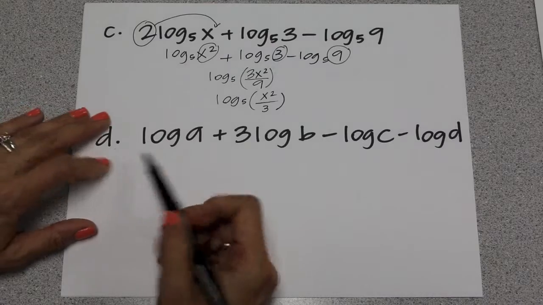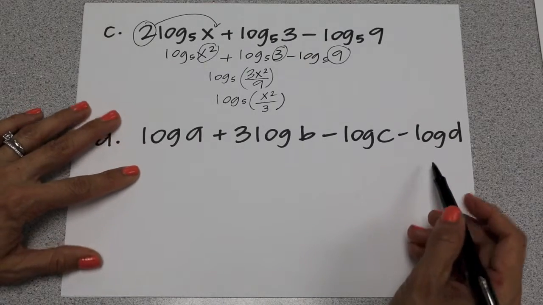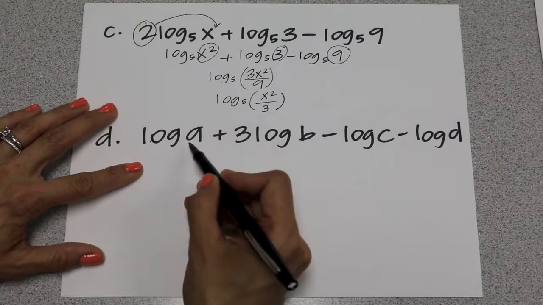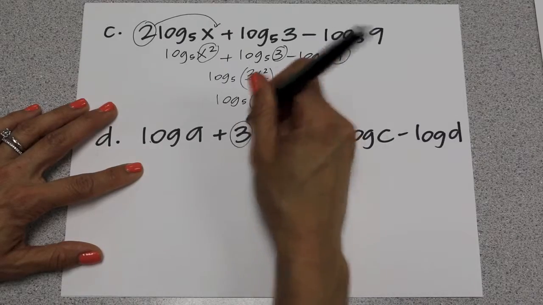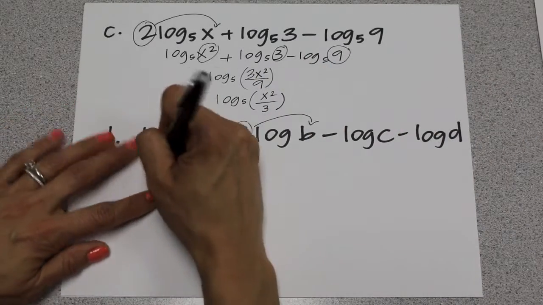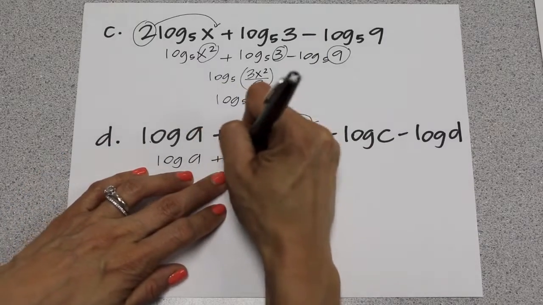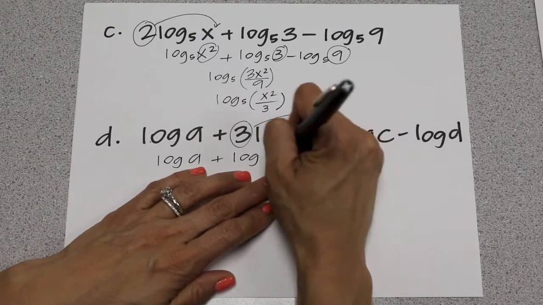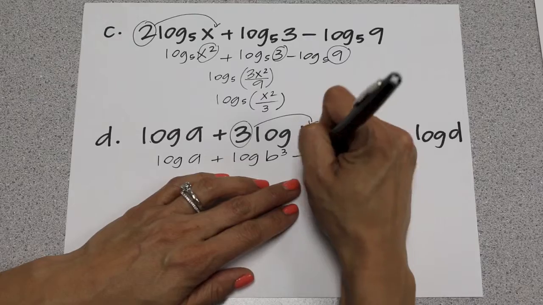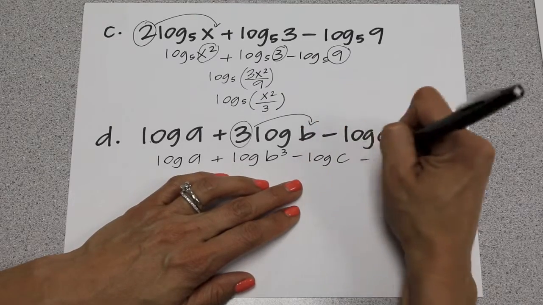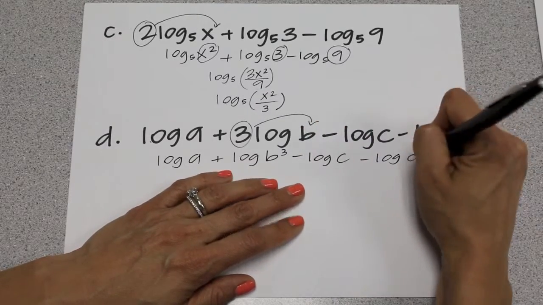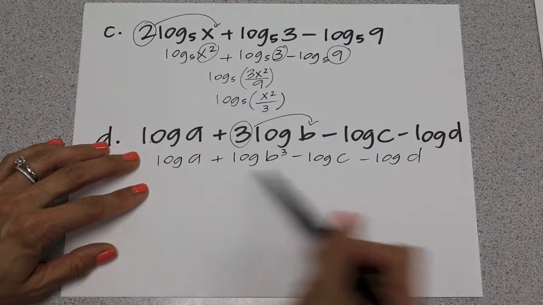Okay, part D, we're going to use kind of that shortcut. Right here you just have log of a. The 3 will go into the exponent. So that would be b cubed. And then I'm going to drop these logs down. Okay, so we have 4 logs.